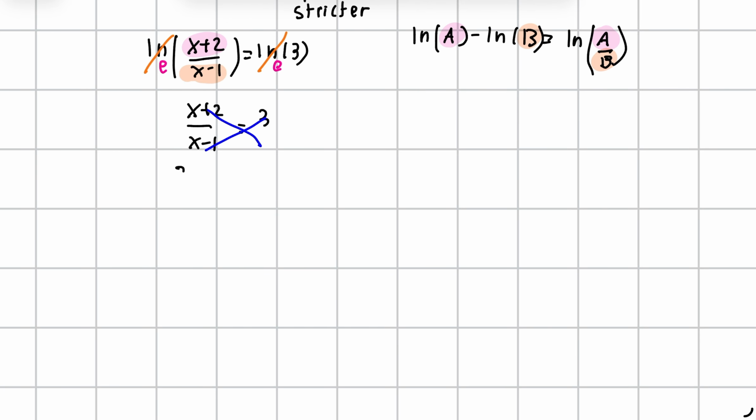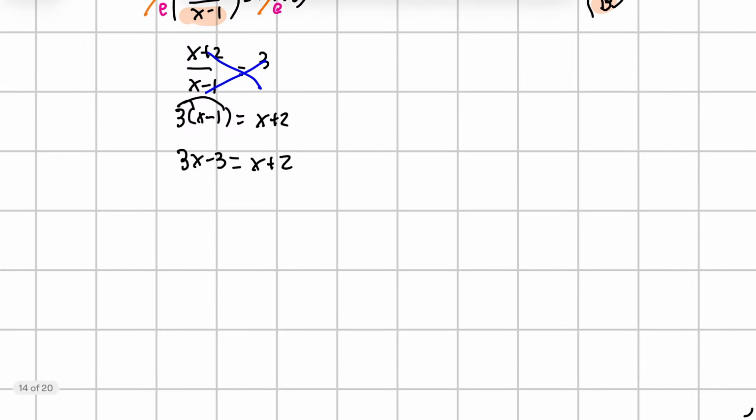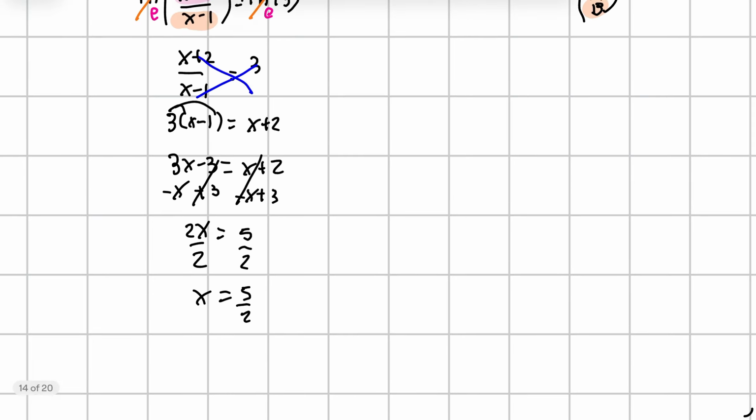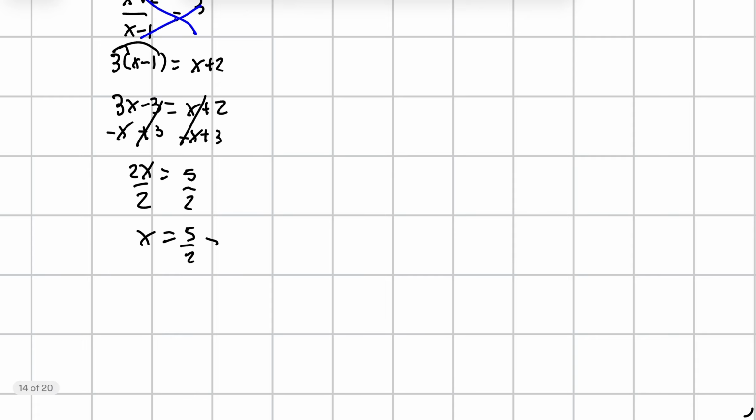So 3 times x minus 1 is equal to x plus 2. So we can distribute. We have 3x minus 3 is equal to x plus 2. Now we can add 3 to both sides and subtract x from both sides. We're going to have 2x here is equal to 5. So we can divide by 2, and x is equal to 5 over 2. Our domain restriction was that our value has to be greater than 1, which is true here. So x is equal to 5 over 2 is a valid solution.